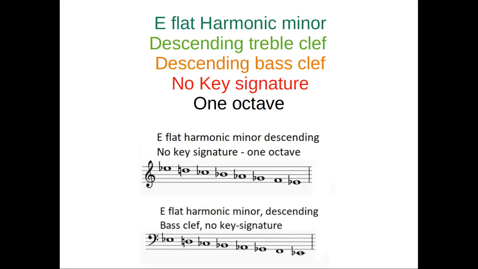And now we have that same scale, E flat harmonic minor, which is relative to G flat major, with no key signature. And if you look at the examples below, you'll see it is descending, in other words, each note getting lower. And again, we see the raised 7th note.